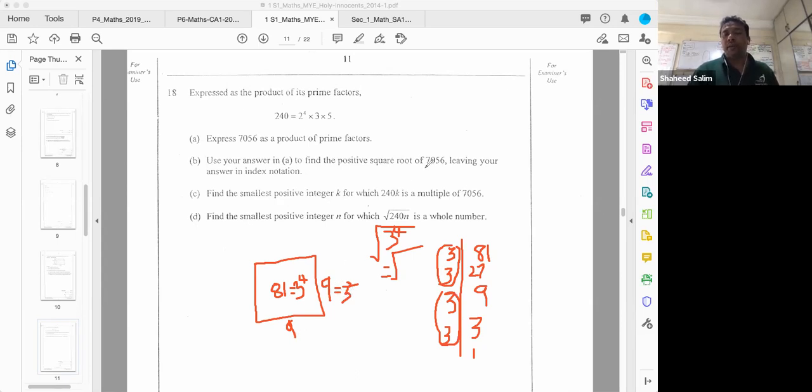So you do the same thing for 7056. Just now you said it's 2 to the power of 4 times 3 to the power of 2 times 7 to the power of 2, correct? So now you divide this into 2 groups. Can you divide into 2 groups? Then you get an answer. Why must you divide into 2 groups? You want the same number multiplying itself.